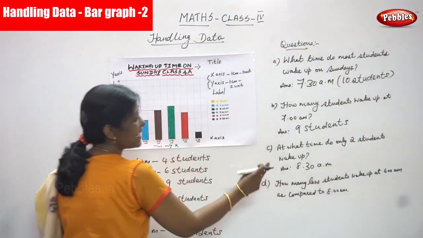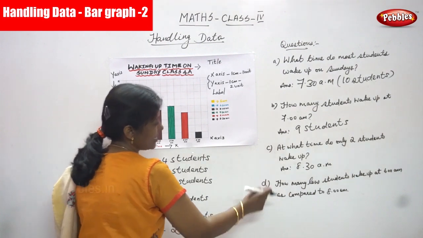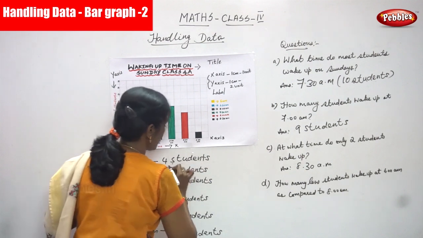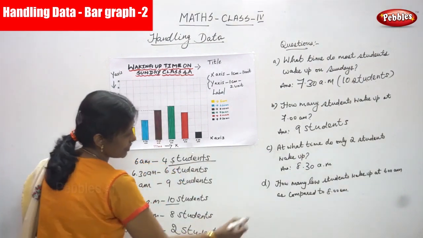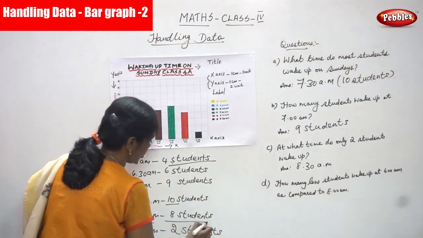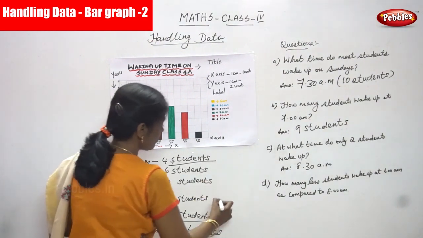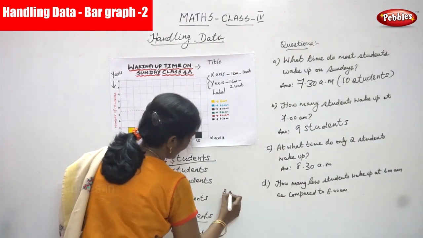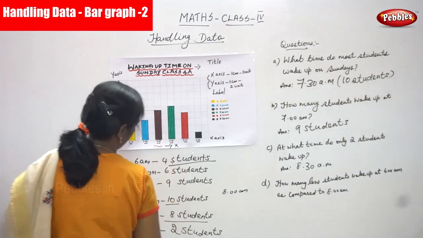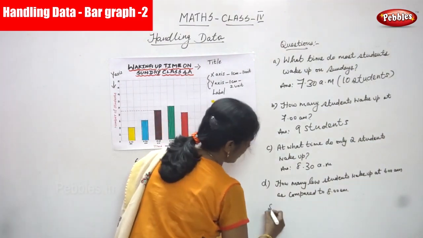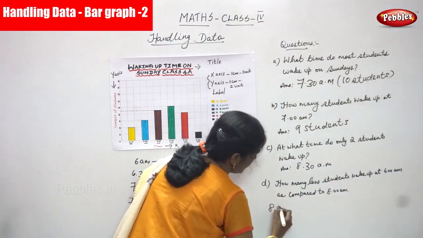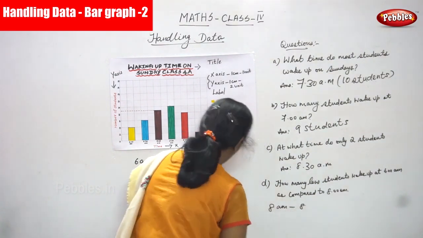And how many fewer students wake up at 6 as compared to 8? So 6 a.m., how many students? That is 4 students. And our next one is as compared to 8 a.m. So 8 a.m., how many students? 8 students. So how many fewer students means you have to subtract from 8 a.m. 8 a.m. means 8 students.